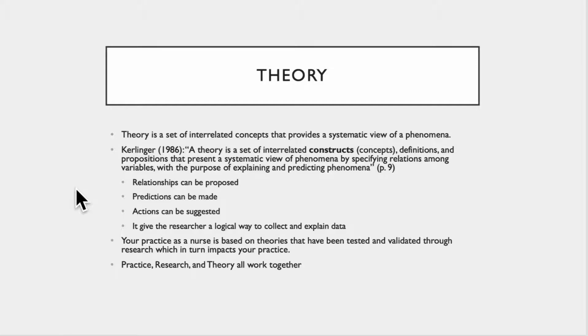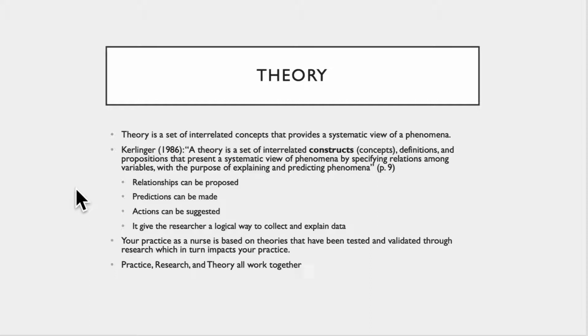Let's start out with what a theory is. A theory is a set of interrelated concepts that provide a systematic view of a phenomenon. That's the definition your book has. One that I prefer comes from Kerlinger, which you have heard me mention before. And Kerlinger said, a theory is a set of interrelated constructs or concepts, definitions, and propositions that present a systematic view of phenomenon by specifying relations among variables with the purpose of explaining and predicting the phenomenon.